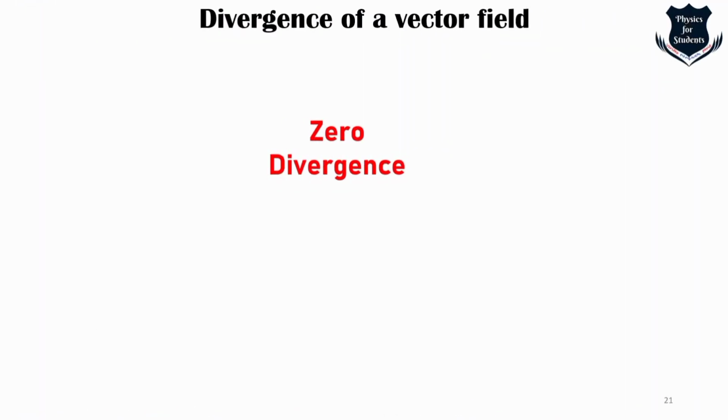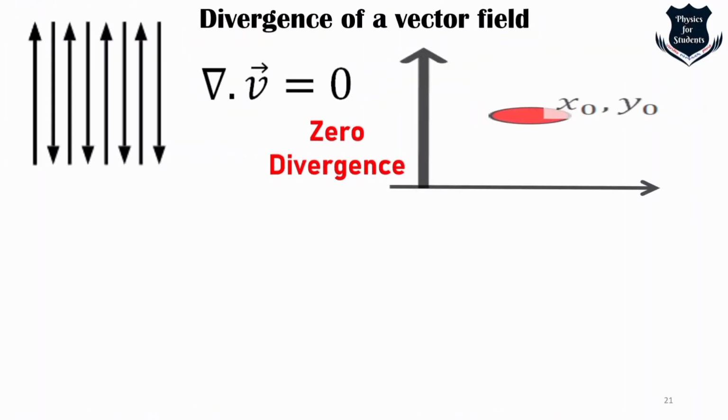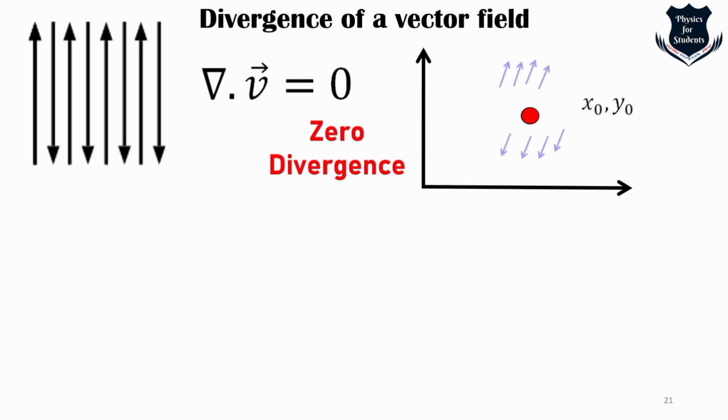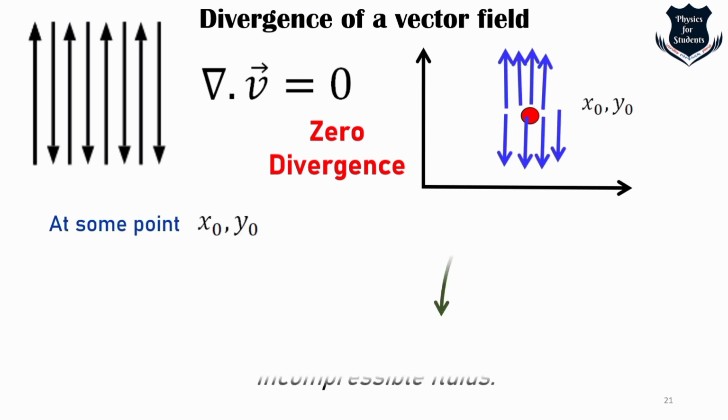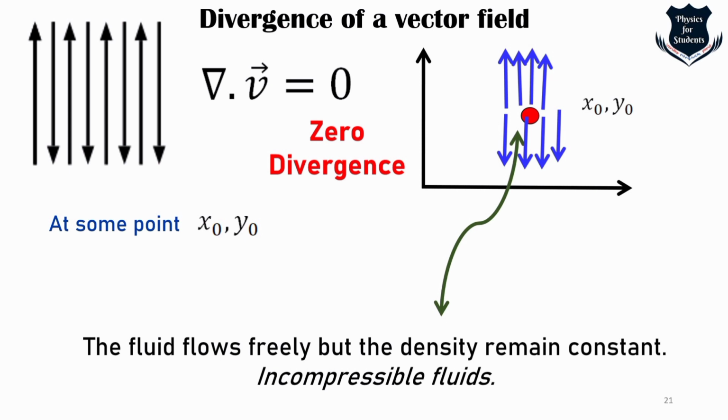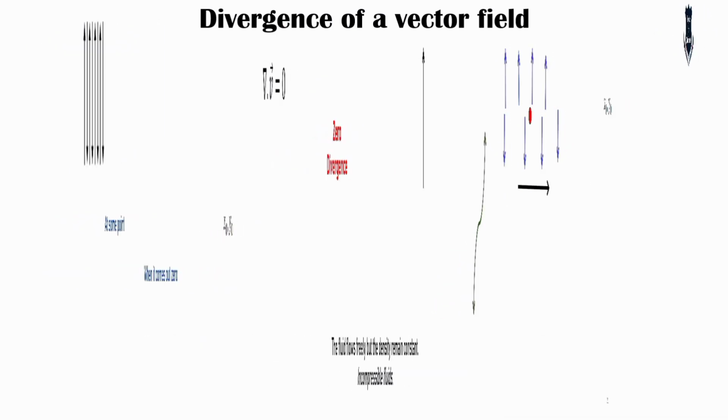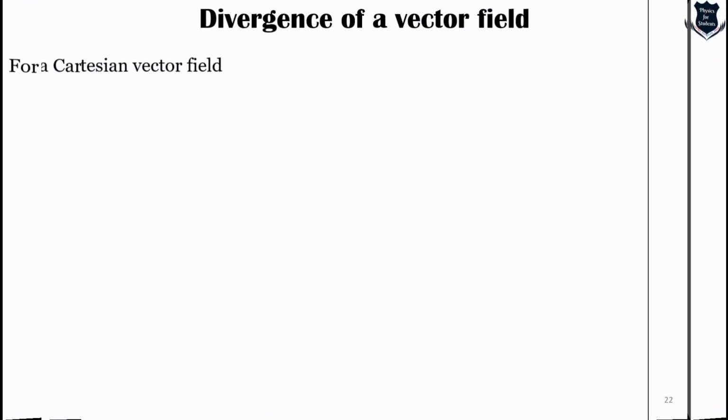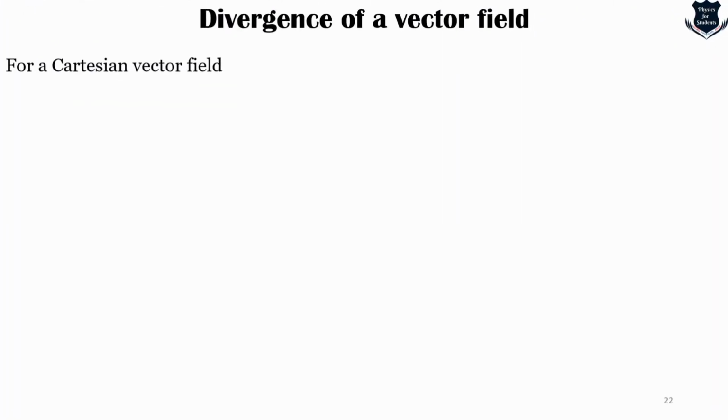We get a zero divergence when things are going up and going down. Here you see that whatever is coming in is coming out. So at some point the fluid flows freely, but the density remains constant. The density will be constant, but the fluid will be flowing freely, for example incompressible fluids, when it comes out to be 0. And we have negative, which we have seen.